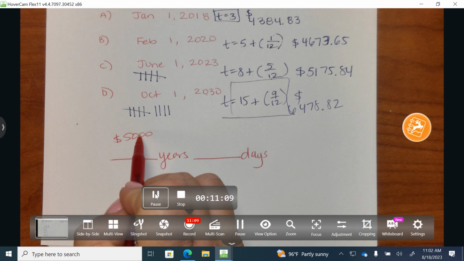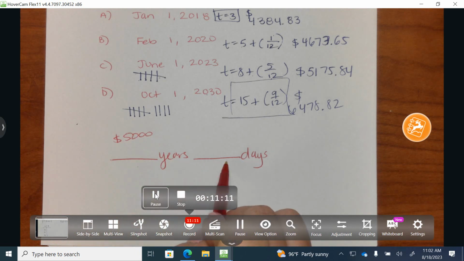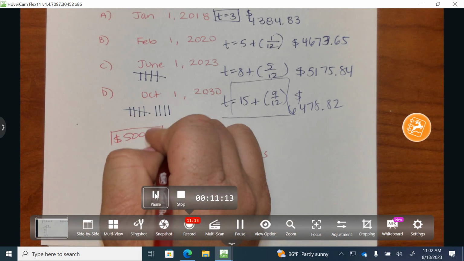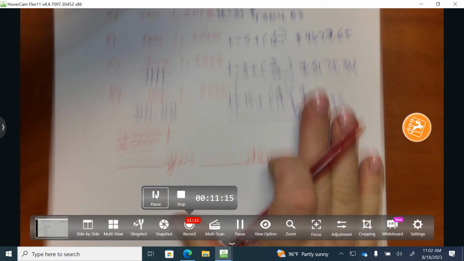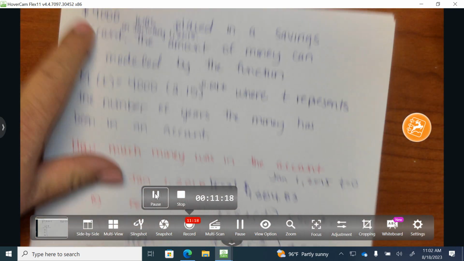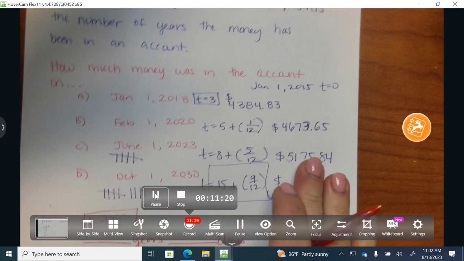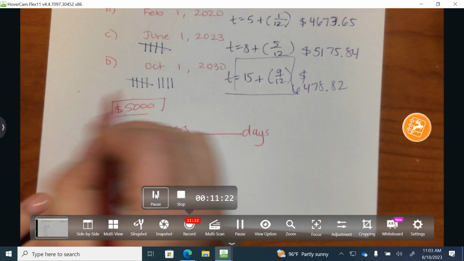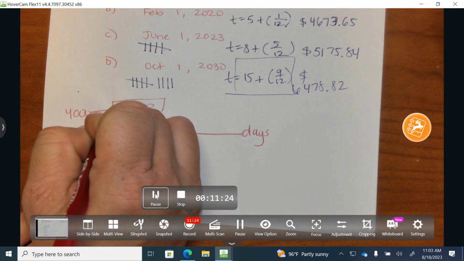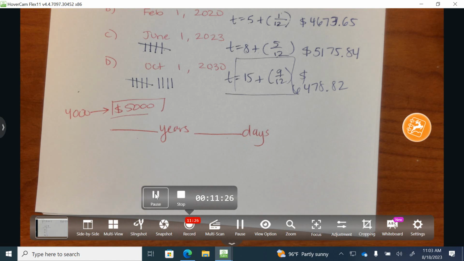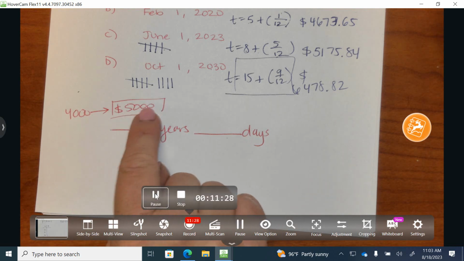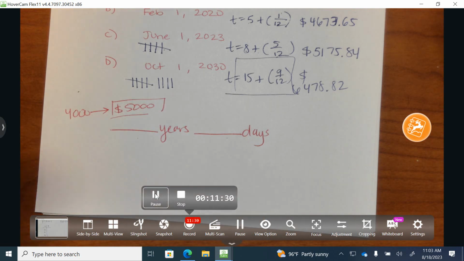If I asked you to come up with the exact number of years and days in order for this amount to reach 5,000, remember it starts with 4,000. It starts with 4,000 on January 1st, 2015. We want to go from 4,000 to 5,000. How long does that take? Well, this is in terms of money, and money is our Y value.